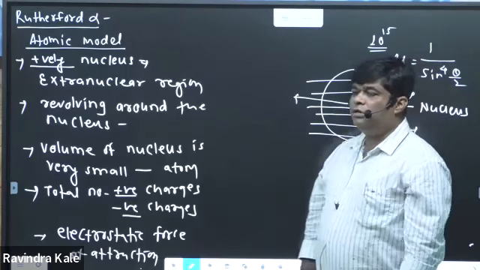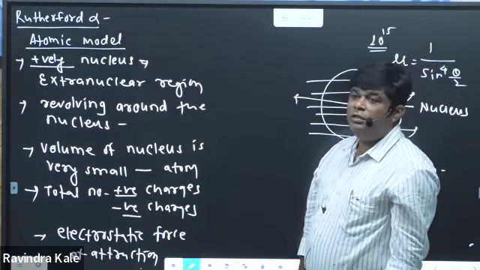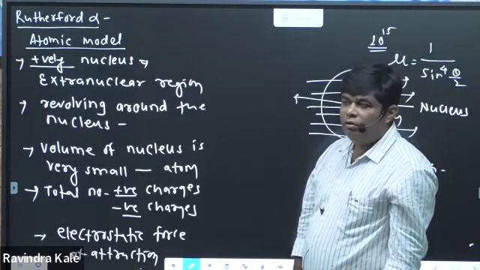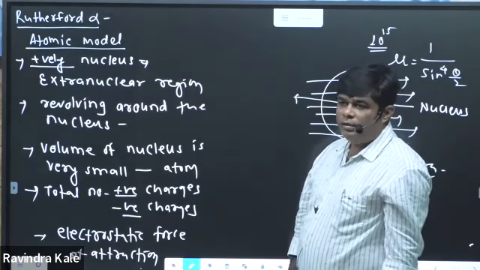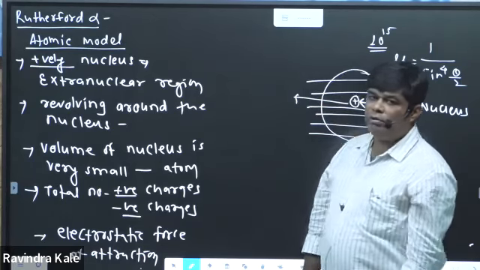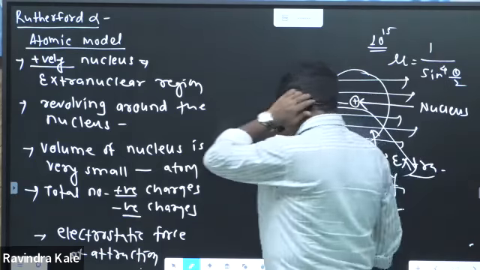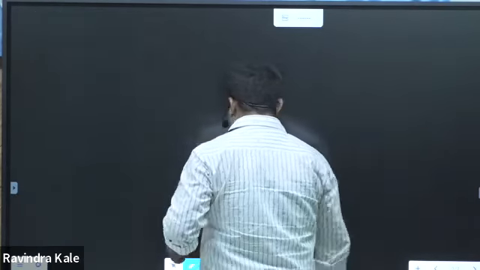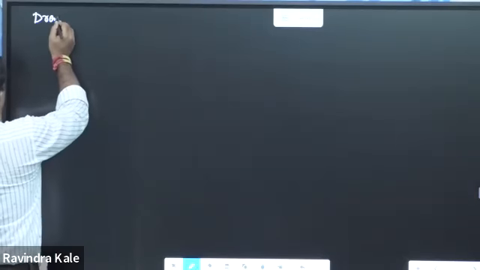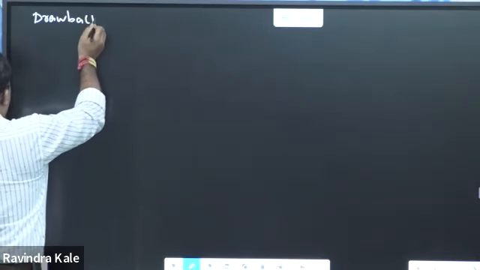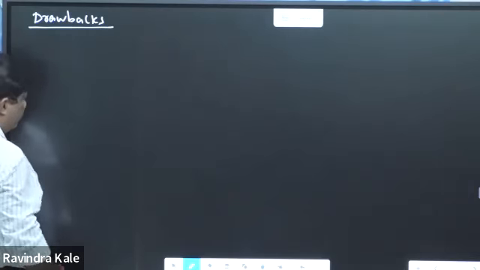Although the Rutherford atomic model is one of the best models, it has certain limitations, certain drawbacks. What are the drawbacks? Now let me explain the drawbacks, or limitations, of the Rutherford atomic model. What are the important drawbacks?